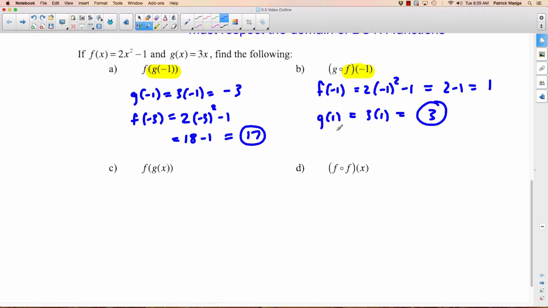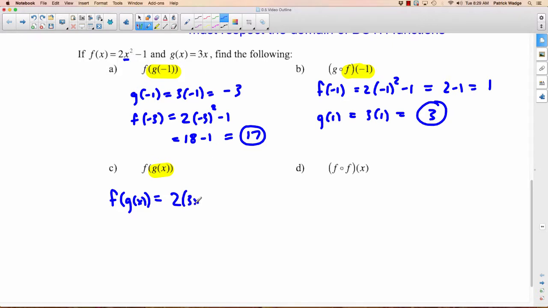Okay, the next one is f of g of x. So there's no input here. So basically what you need to do is take the inner function, g of x, and plug it into f. So what that would look like is I'm going to write down f, but what I'm going to plug into it is g of x. So everywhere I see x here, I'm going to put the g of x, which is 3x. So right where this x is right here, I'm writing 3x.